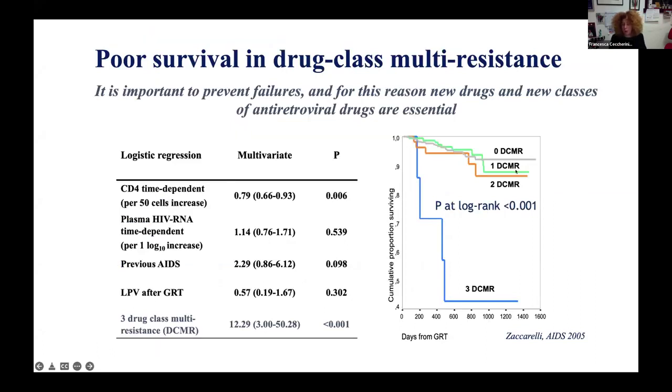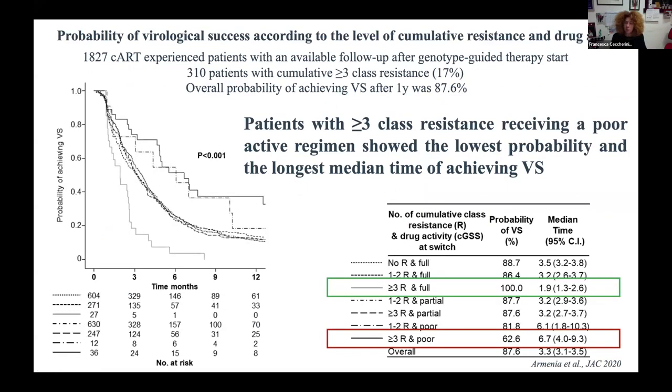Why is this important? Because in the past, when we didn't have new drugs in 2005, people that had multi-drug resistance to at least 3 classes had a high risk of death, while individuals that had no resistance or just 1 class or 2 classes had a better chance. So it is important that we need to prevent failure, and for this reason, new drugs and new classes of antiretroviral drugs, particularly for highly treatment-experienced people, are essential. And again, this shows us that when we do the resistance test, and even if we have multi-drug resistance to 3 classes, and we provide a regimen that is fully active, we have a good response.